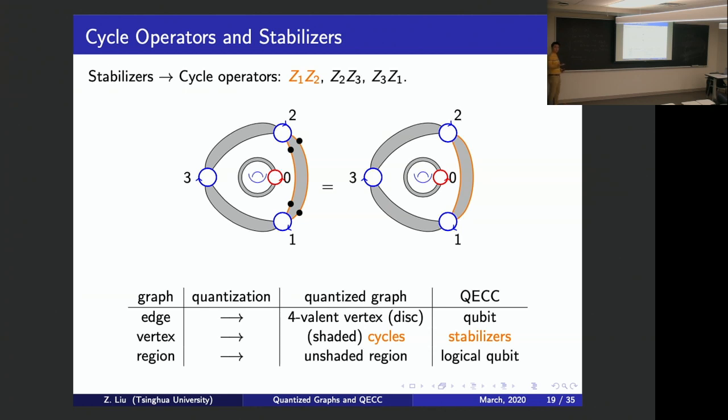Namely, on the logical qubits, those Pauli words act as identity. And in another way, you can describe the logical qubit as the solution of such stabilizers. And such codes are called stabilizer codes. So now let's see why this shaded region, coming from the vertex at the beginning, gives us these stabilizers.